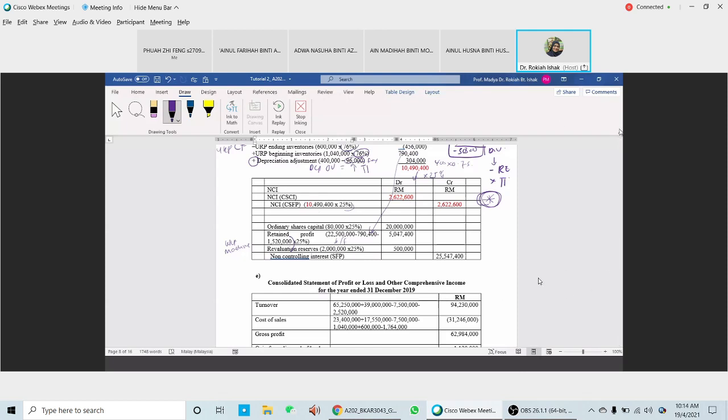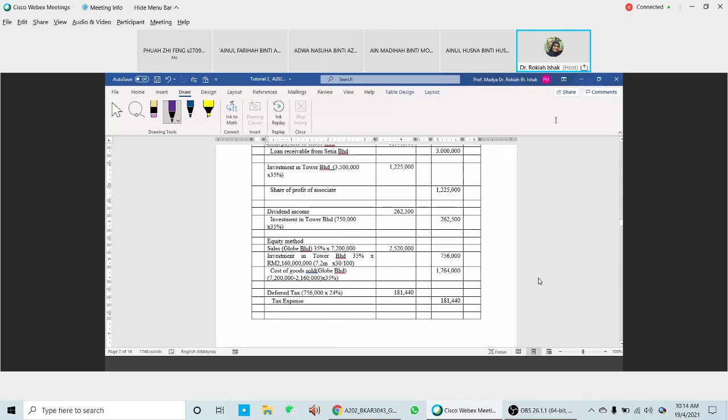Okay, can you refer back to the journal entry that we have for this one, for the 790? 790 here is debit RE, isn't it? Laura, can you refer back to this one?